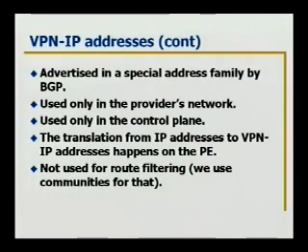This new address type, which is called the VPN IP address, is advertised in a special address family by BGP and is used only inside the provider's network and only in the control plane. There is no forwarding based on these special addresses. The translation between a normal IP address and the VPN IP address happens on the PE. The customer doesn't know anything about these addresses and never cares about them. And the most important thing that one needs to keep in mind is that these route distinguishers are not used at all for route filtering. We use the communities, the route targets, to do that. The route distinguishers are only used in order to enable use of overlapping address space.